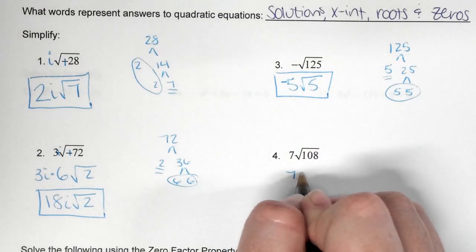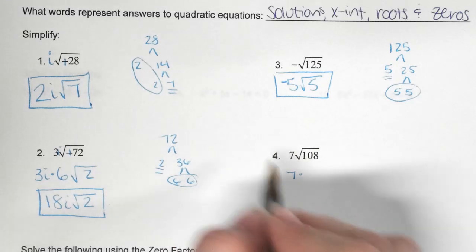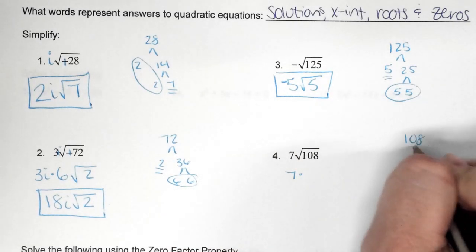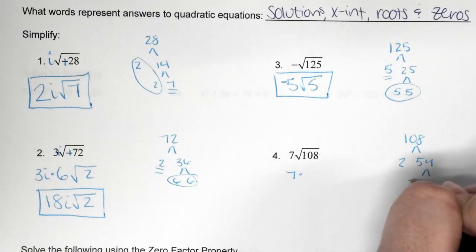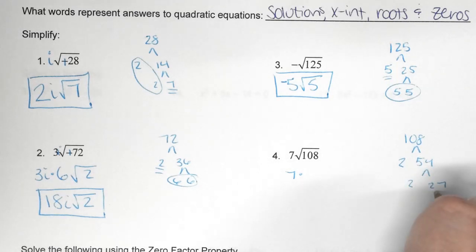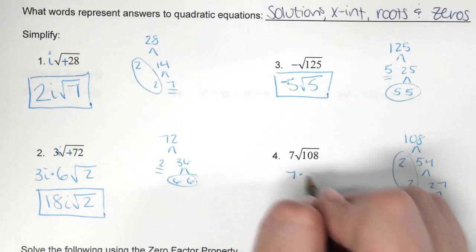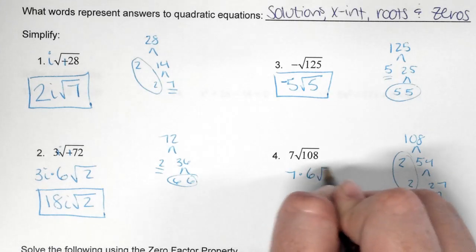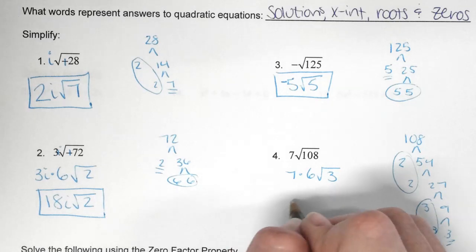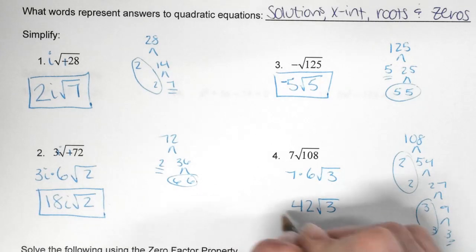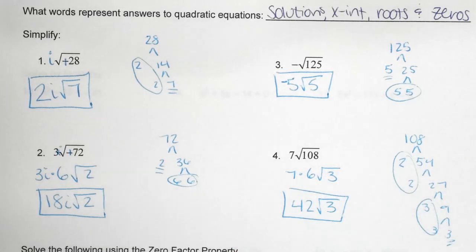Here I have a 7 already there. I'm going to set it up as multiplication because there's no plus or minus here. 108. 2 goes into that 54 times, 2 goes into that 27 times, 3 and 9, 3 and 3, so I have 2 and 3's, so I take out 2 times 3 is 6, and I have a 3 left over. Well, 7 times 6 is 42, and the 3 stays in the house. So there is my simplifying radicals.